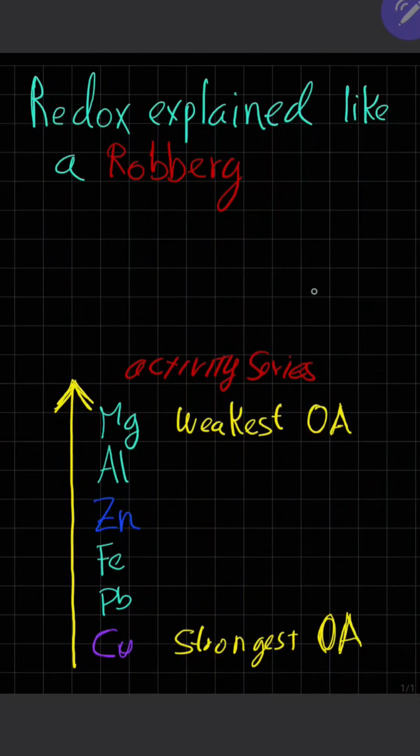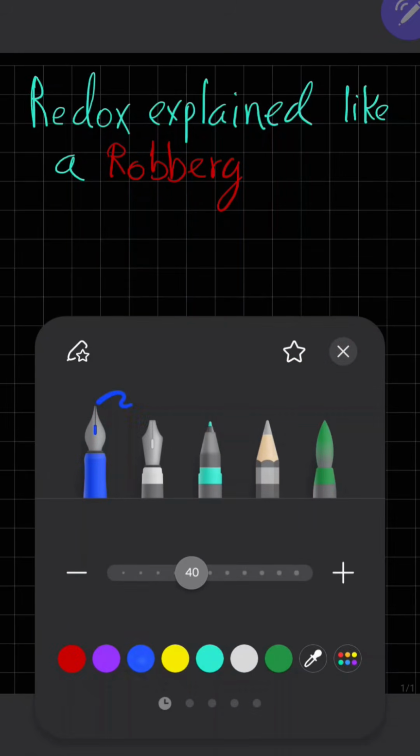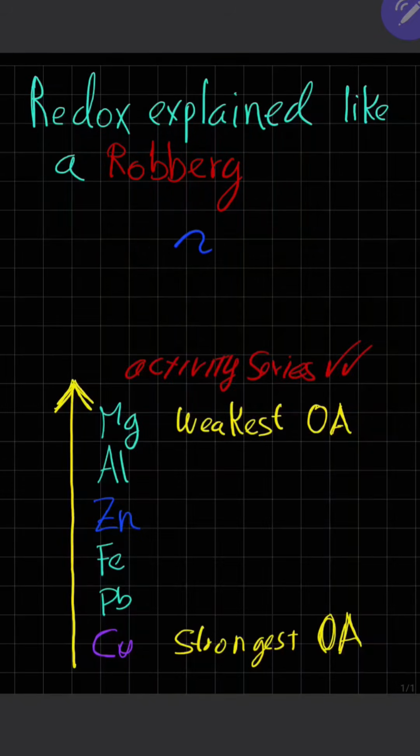In this video, I will explain how redox can be represented by a robbery. In this case, you will understand how electrons are transferred from one atom to another atom, considering their properties. This activity series would be very useful to illustrate what is going to happen here. But let's use the colors that we have here.